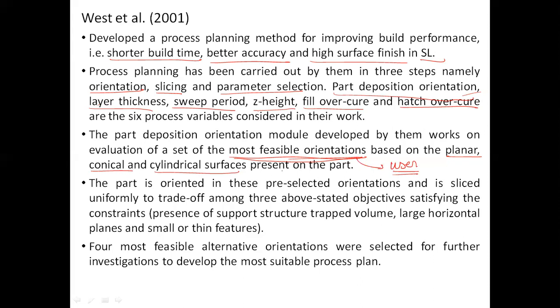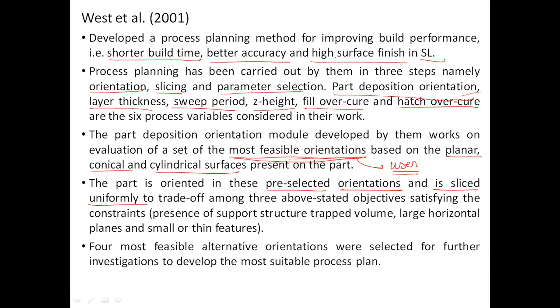Now, once you had the most feasible orientation based on these three types of surfaces, the part is oriented along these pre-selected orientations, and then the slicing is done uniformly. The slicing was done uniformly for the three objectives. What were the objectives? Lower build time, better accuracy, and higher surface finish.